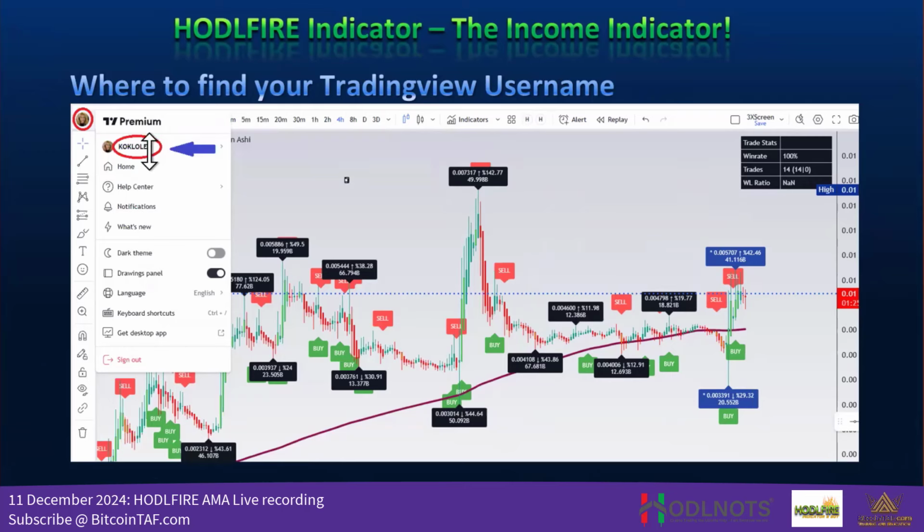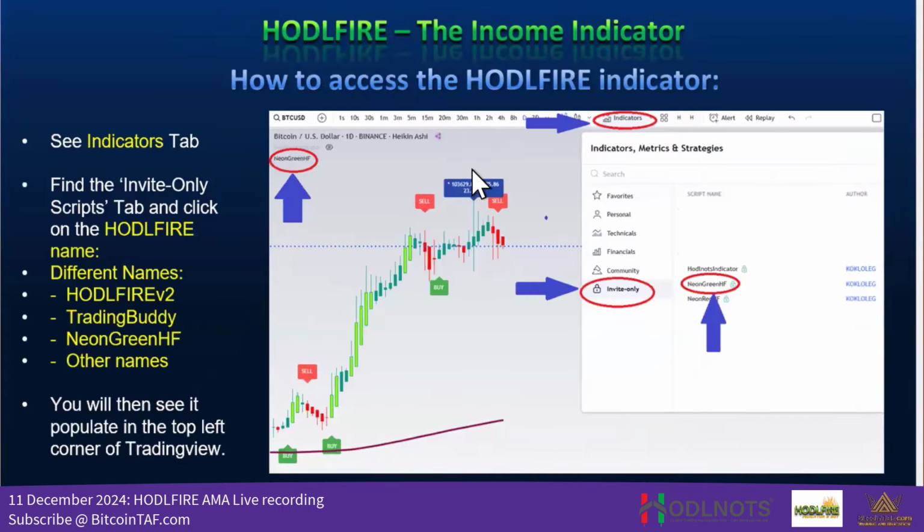We need to get access to that name in order to give you the indicator. So that's where you find it at. I'm going to show you where to find it and how to put it on. You go to your indicators, which will be up here at the top. It looks like a little chart graphic here.